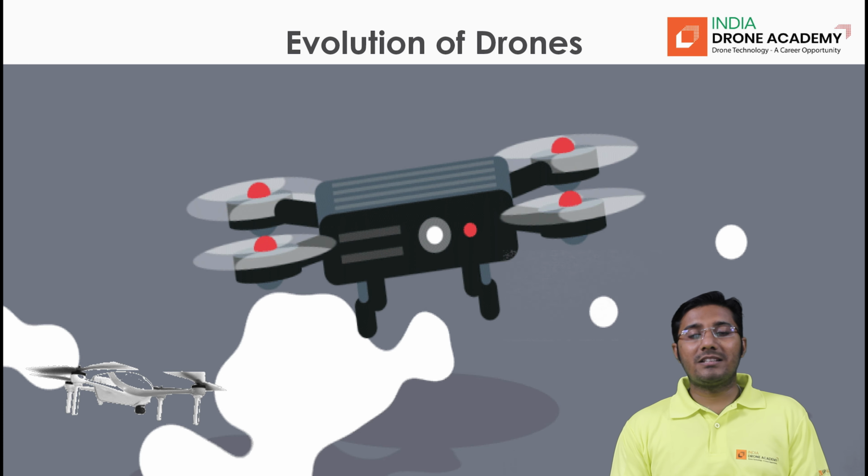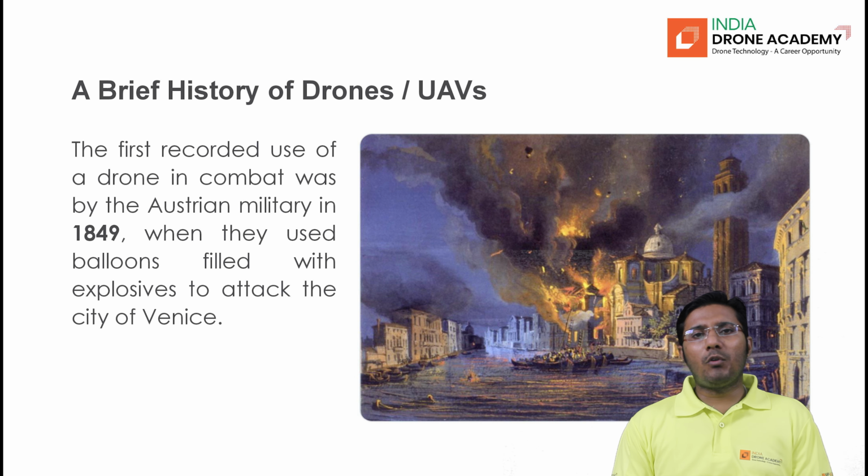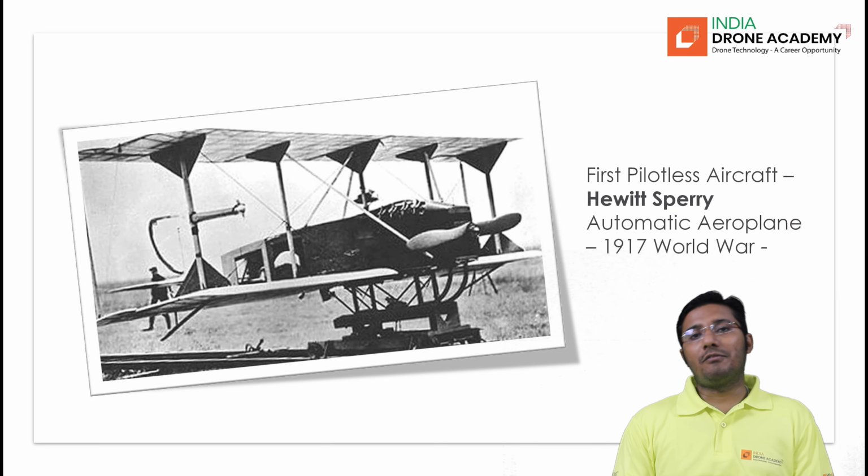Let us discuss the history of the drones. It was in the year 1849 that the first use of the drone was recorded, during a combat in which the Austrian military used balloons filled with explosives to attack the city of Venice. The first pilotless aircraft, named the Hewitt-Sperry Automatic Airplane, which was also called a flying bomb, made its first flight in September 1917 during World War I. So this was the first pilotless aircraft that came into existence.